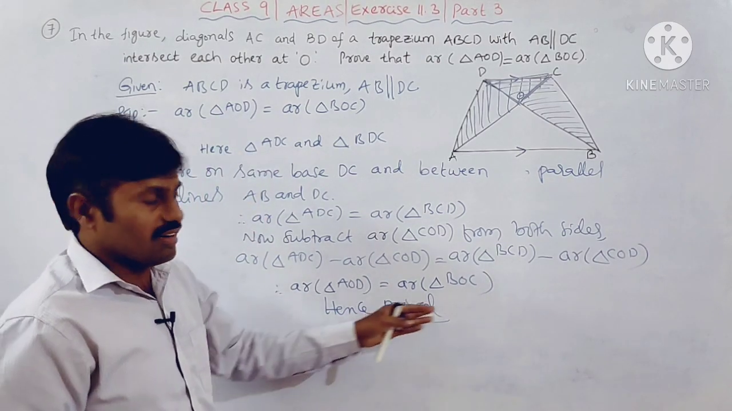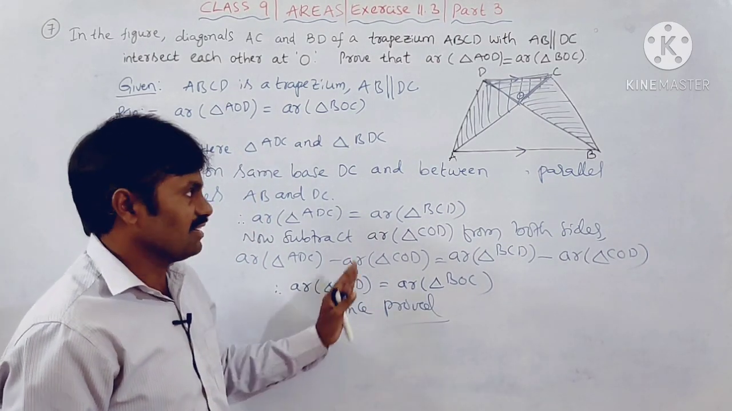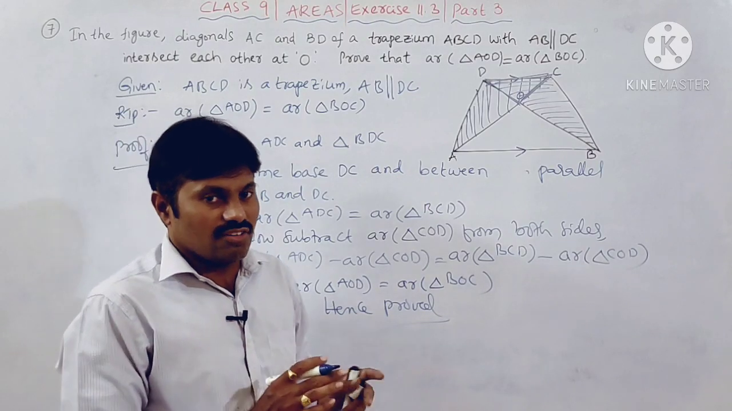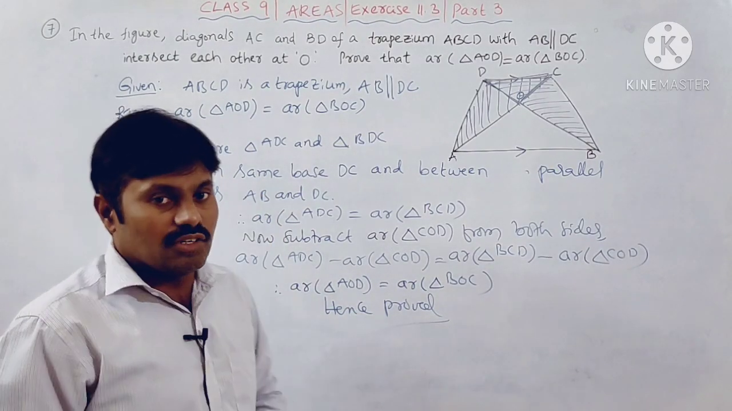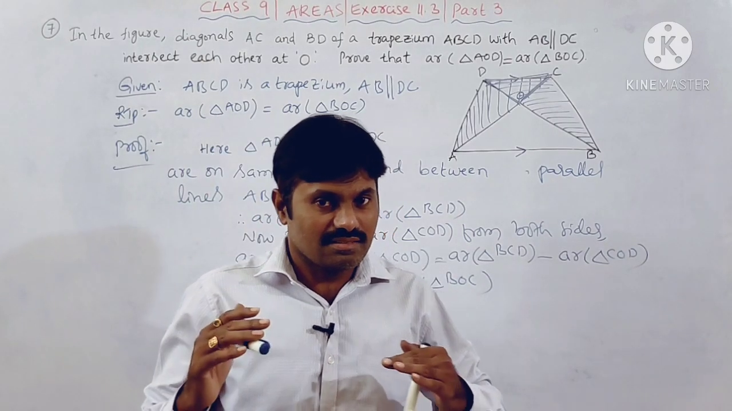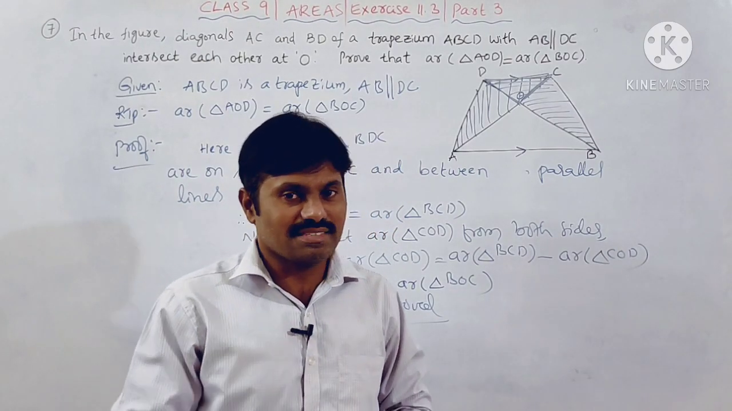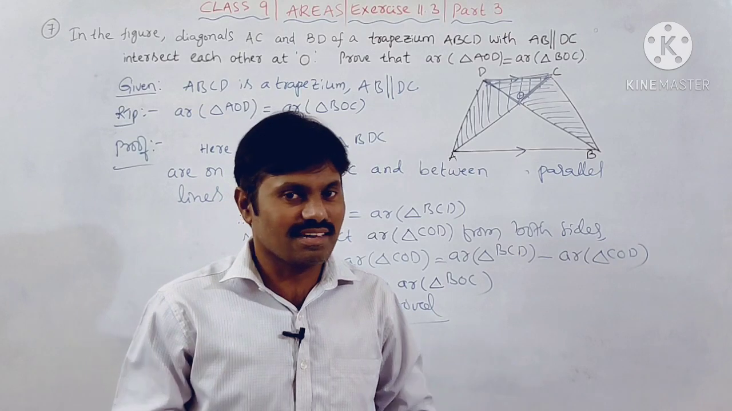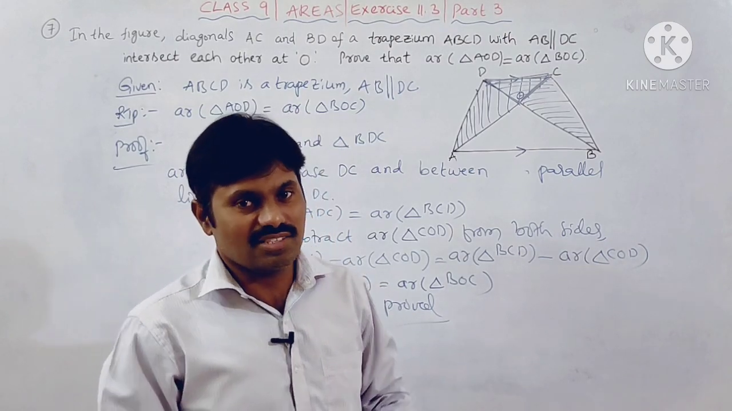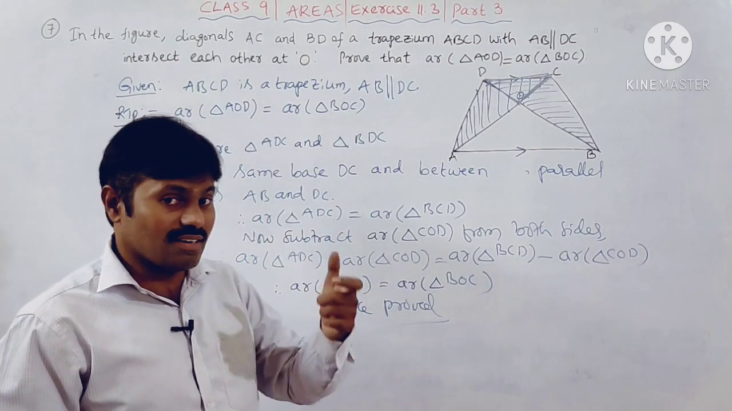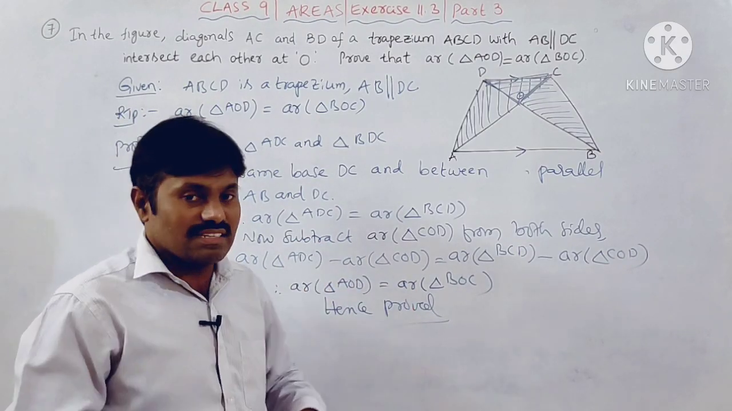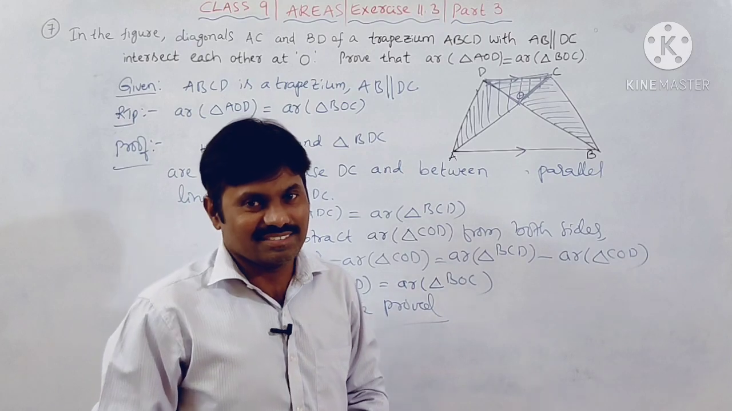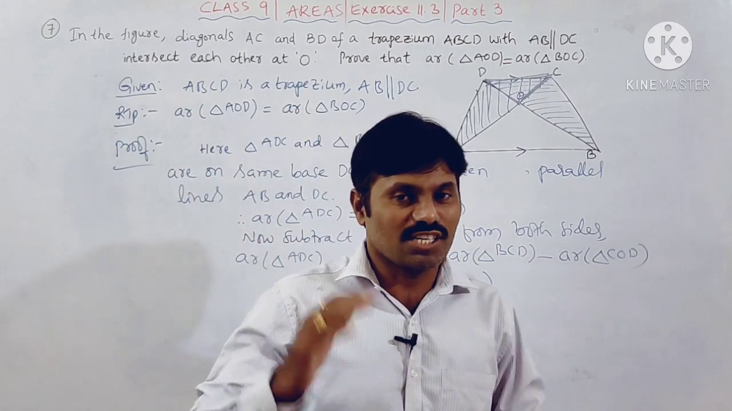Whether it is proved or not? Yes. Hence proved. Clear? So, we have used only one concept, that is two triangles between the same parallel lines and on the same base have equal areas. And we have also used the elements of geometry concept, that if we subtract equals from equals, the results will also be equal. Okay. Now we will solve question number 8.